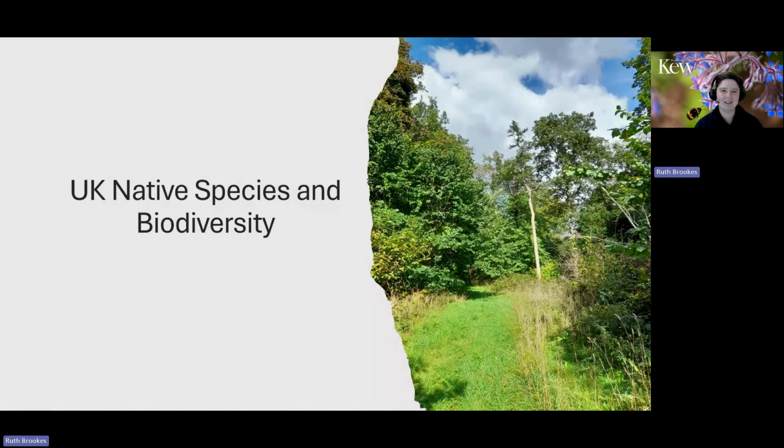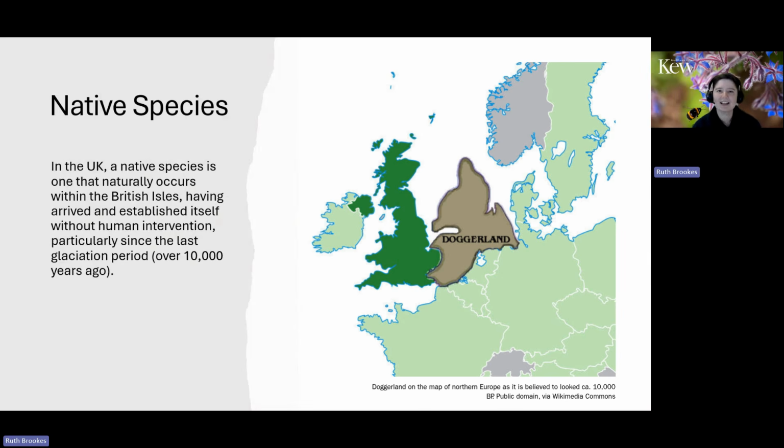Excellent. So, UK native species and biodiversity. I wanted to start off by talking about what exactly the definition of a native species is. I really love this map. It goes right back to Ice Age UK, about 10,000 years ago, and it shows that the UK used to be joined by a land bridge to the rest of Europe. There was so much water locked up in the ice caps that the sea level was a lot lower.